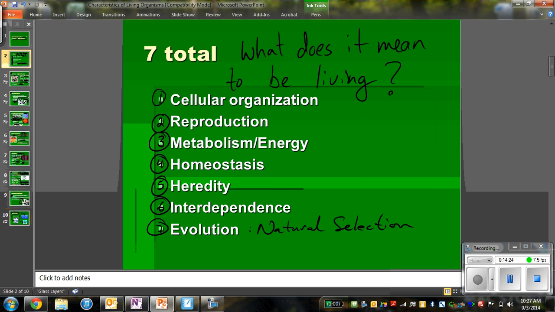To review, we've got our 7 here. Every living organism is going to have these 7 characteristics of life. So when you get back into class, we'll review how those things can be exhibited in some examples. And then if you have any questions, we can go over those then.